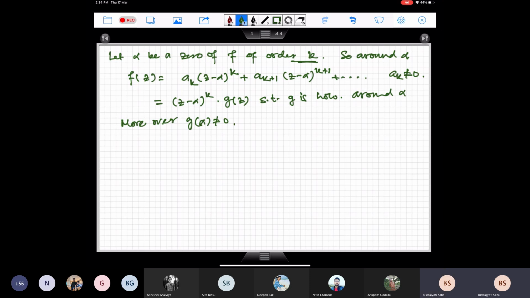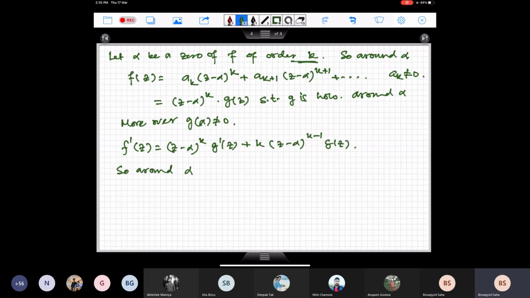Now you just look at this: once I have this, what can I say about f prime? f prime of z is (z minus alpha) power k g prime of z plus k (z minus alpha) power k minus 1 g of z. That's easy in a neighborhood around alpha. So around alpha, what is f prime z divided by f of z? What is it coming out to be? Tell me, what is it coming out to be?